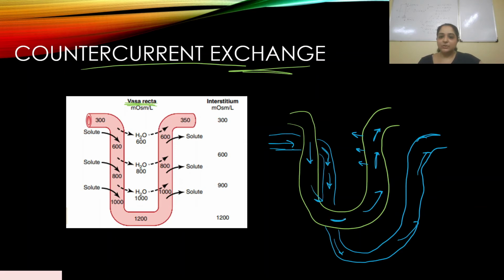So filtrate is moving like this. So solutes are moving out from here. Solutes are going into this region also, but this is a very slow region. So solutes moving out from here will go into this region. Water moving out from here will go into this region.